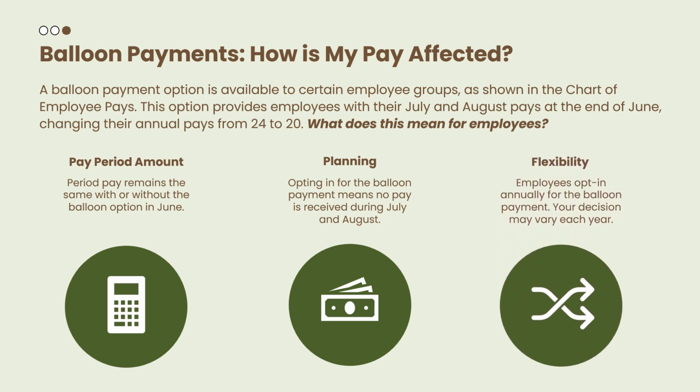Eligible employees are reminded annually of their ability to opt in for the balloon payment. The payroll department sends a communication to employees in the spring requesting their decisions to opt in for the balloon payment in June of the current school year. While you may opt in for June of 2025, you have the flexibility to opt out in June of 2026.